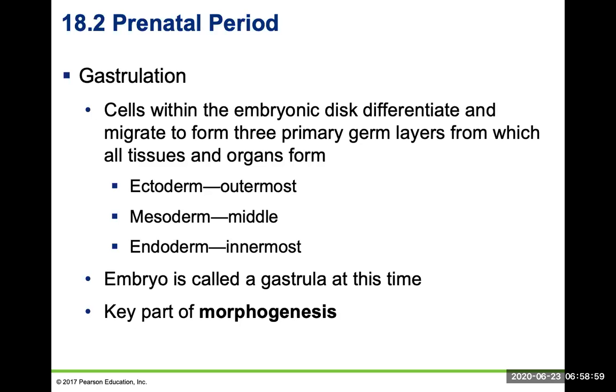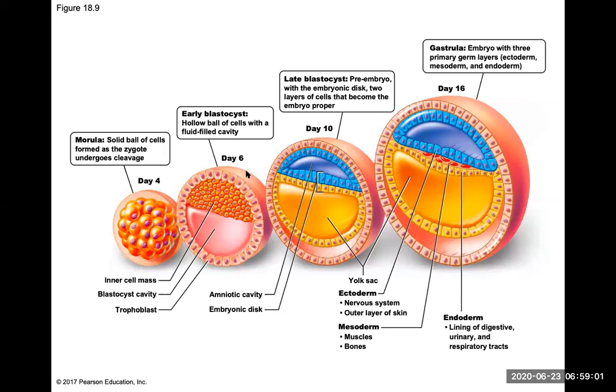This is a key part of morphogenesis. So here's the morula around day 4, early blastocyst, late blastocyst, and then here we get the gastrula, which is the embryo with these 3 germ layers. And you can see the ectoderm in yellow, the mesoderm in the middle, and then the endoderm. It also lists here what develops from each layer.